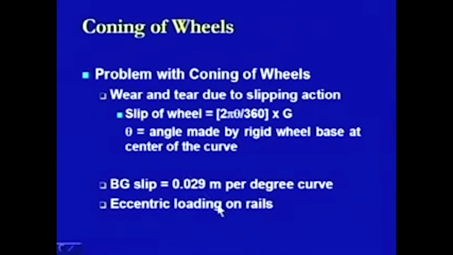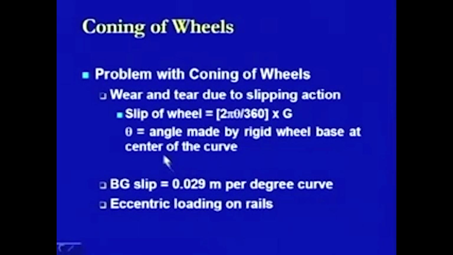The slipping action is defined in terms of the slip of the wheel, which is governed by the angle made by the rigid wheel base at the center of the curve. Here theta is shown as that angle. So if we have this theta angle, then the movement will be 2 pi theta with respect to the 360-degree turning of the wheel, and g is the gauge. This total value of 2 pi theta divided by 360 multiplied by the gauge value gives the slip of the wheel. And this slip of the wheel in the case of the broad gauge condition is equivalent to 0.029 meters per degree curve.